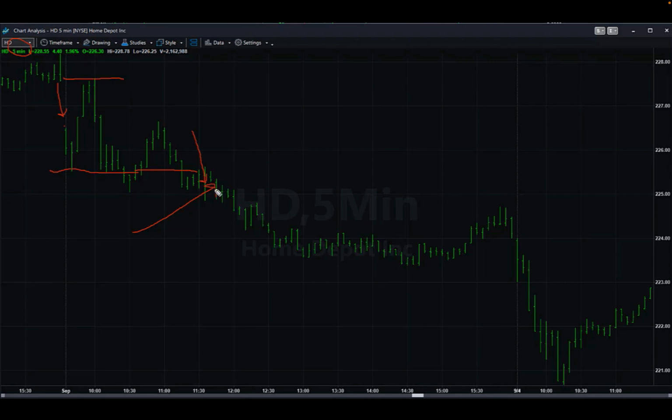And look what it does. Continues lower, lower, lower, trades sideways for a little bit, lower, lower, lower, lower. Look at this move. But I would not have seen it on the 30-minute chart.